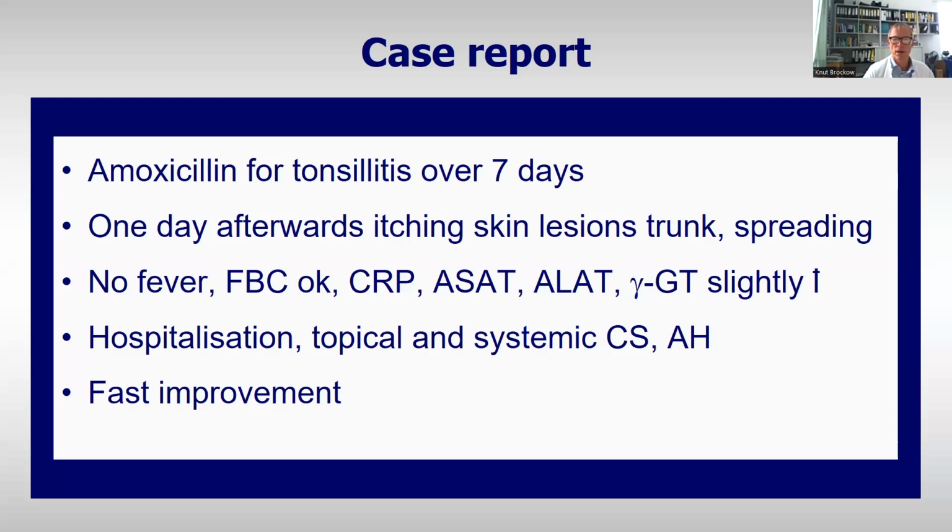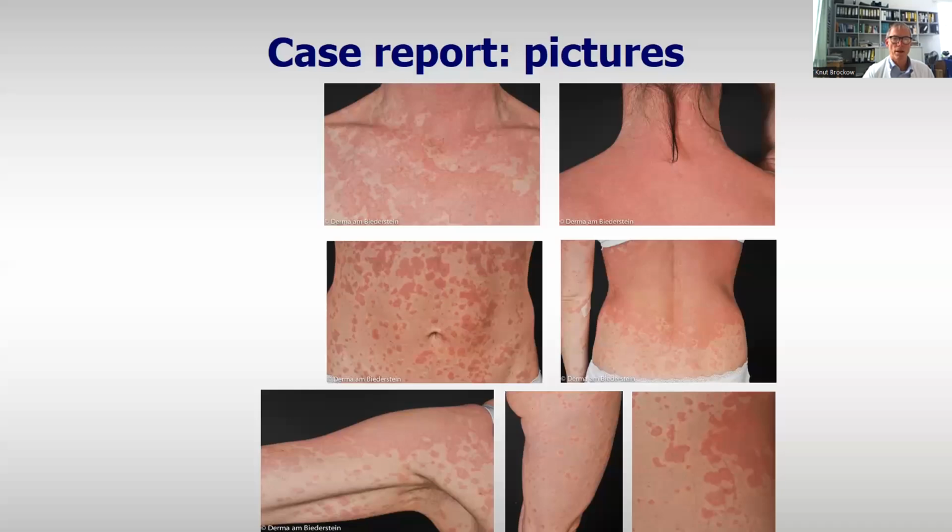In this example, she had no fever, the full blood count was okay, and differential. C-reactive protein and liver enzymes were slightly elevated, but not more than 1.5 times the normal value. She was hospitalized in Germany, as is typical, and received topical and systemic corticosteroids and antihistamines, and showed a fast improvement afterwards. Here are the clinical pictures of such a patient, as you can see.